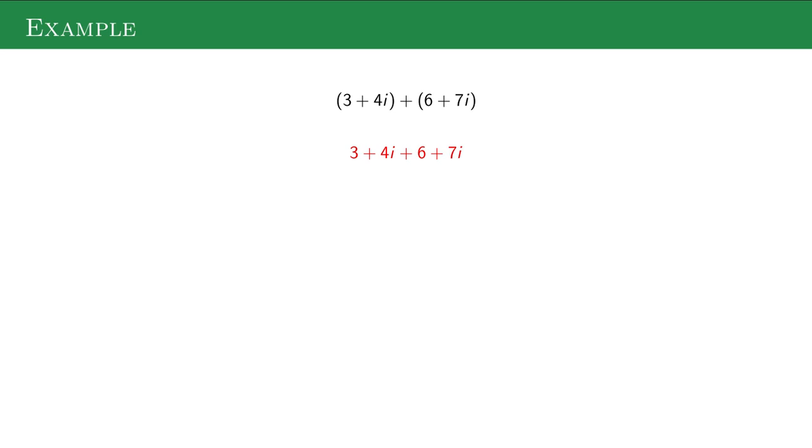I don't add all these terms together. I have to figure out what the like terms are. The numbers are like terms, and the things next to the i are like terms. So these are the things I can combine together. So I can combine 3 and 6 to get 9, 4 and 7 to get 11. So this would be my final answer. And notice the i's don't become i squared. When you add them together, they just stay as i.